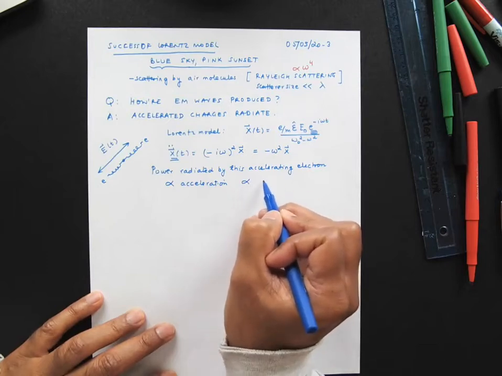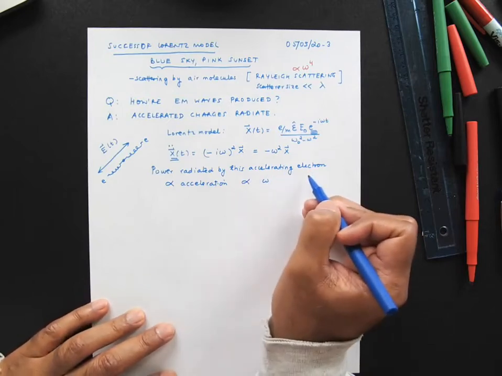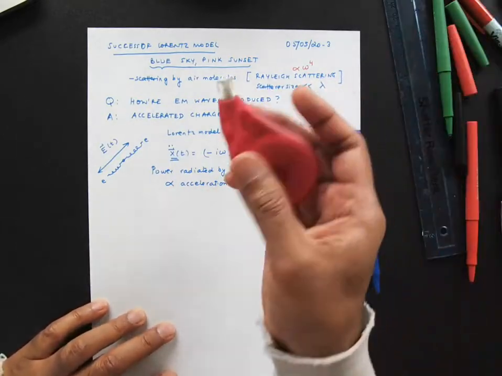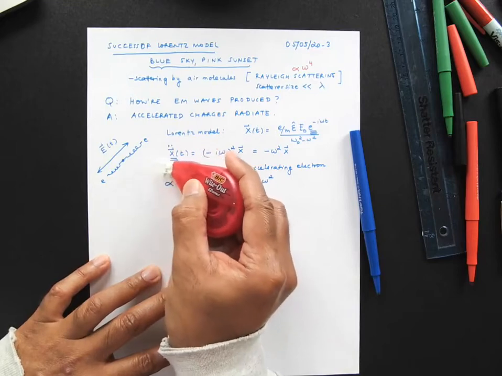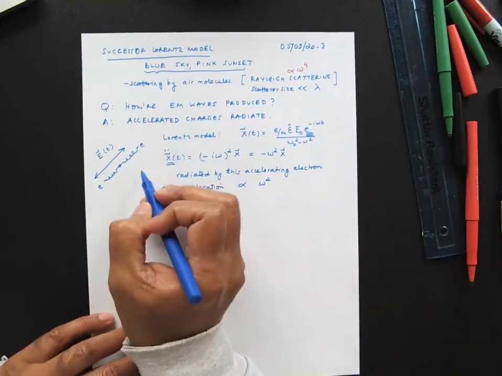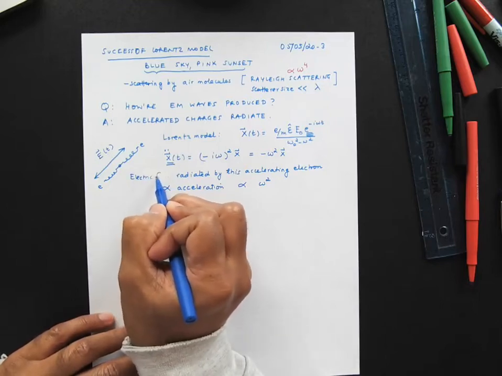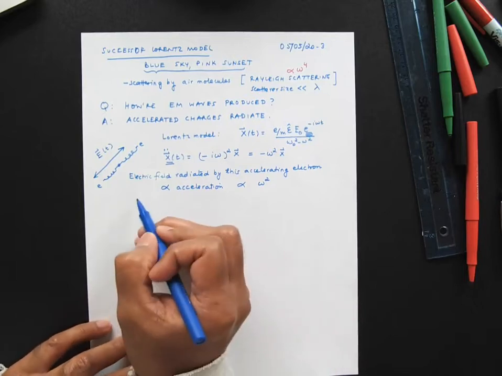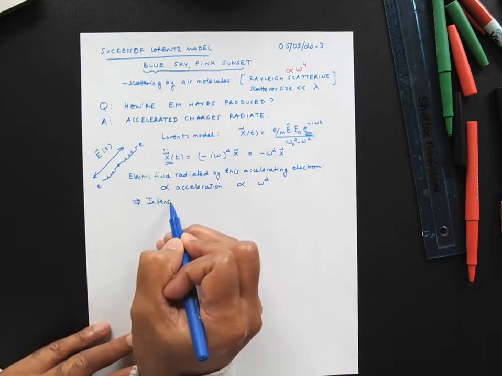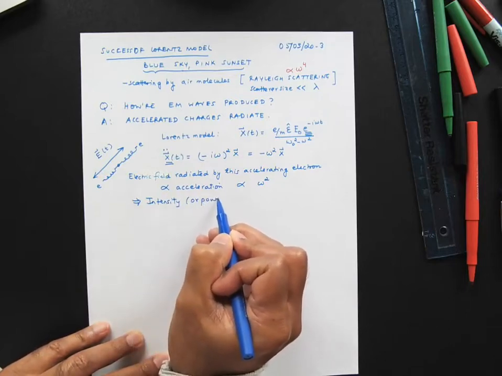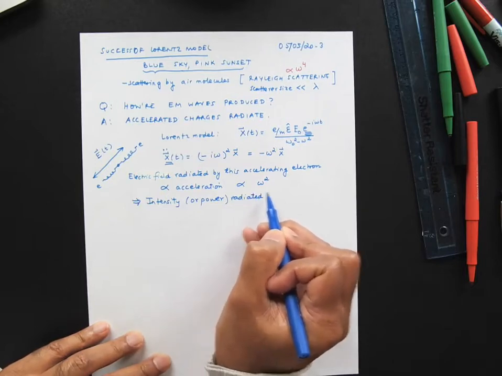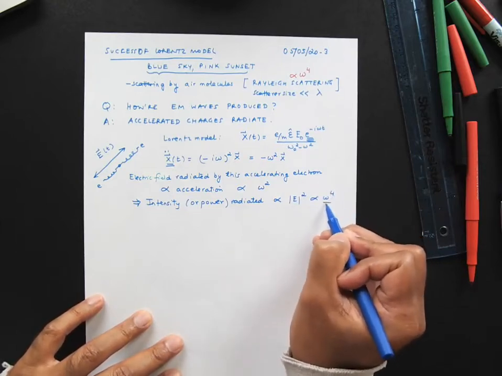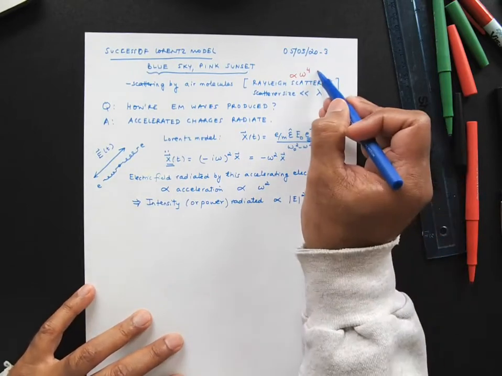So it's going to be proportional to omega squared. In fact, I should make that change here: the electric field radiated by this accelerating electron is proportional to the acceleration, proportional to omega squared, which implies the intensity or power radiated is proportional to E squared, which means proportional to omega fourth. Here you go. And that is the signature of Rayleigh scattering.